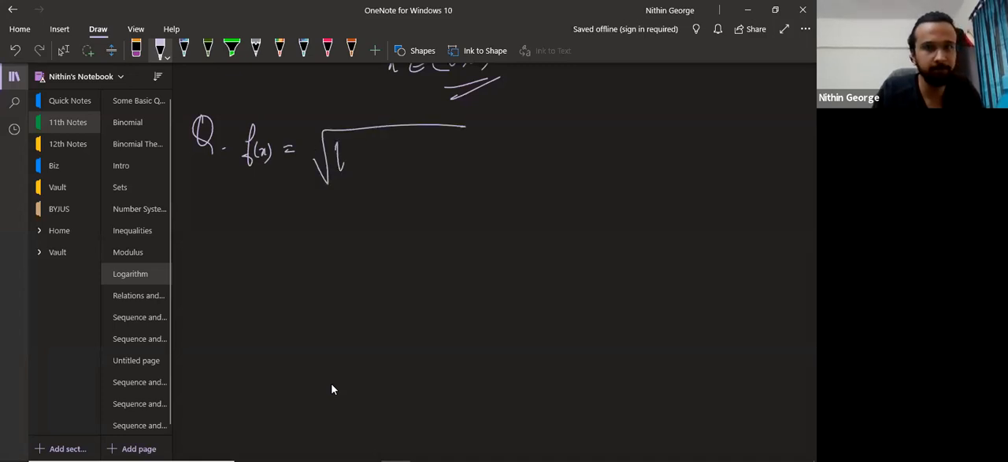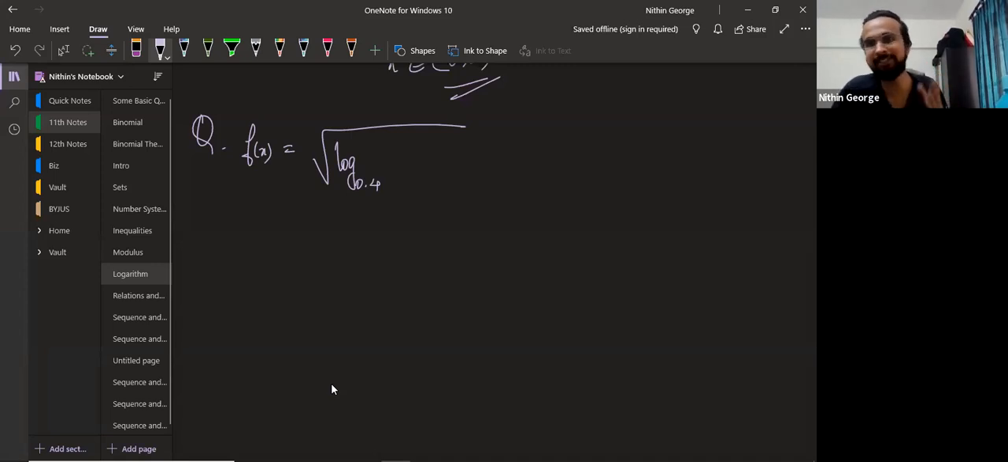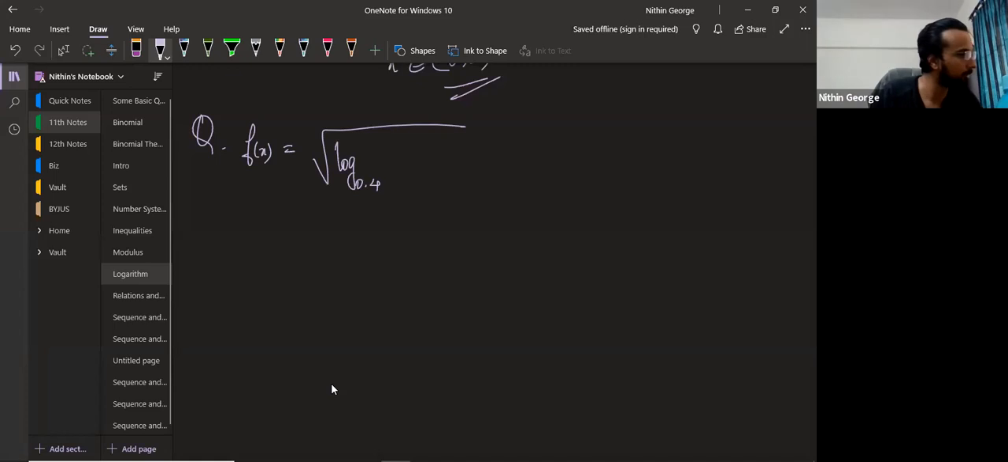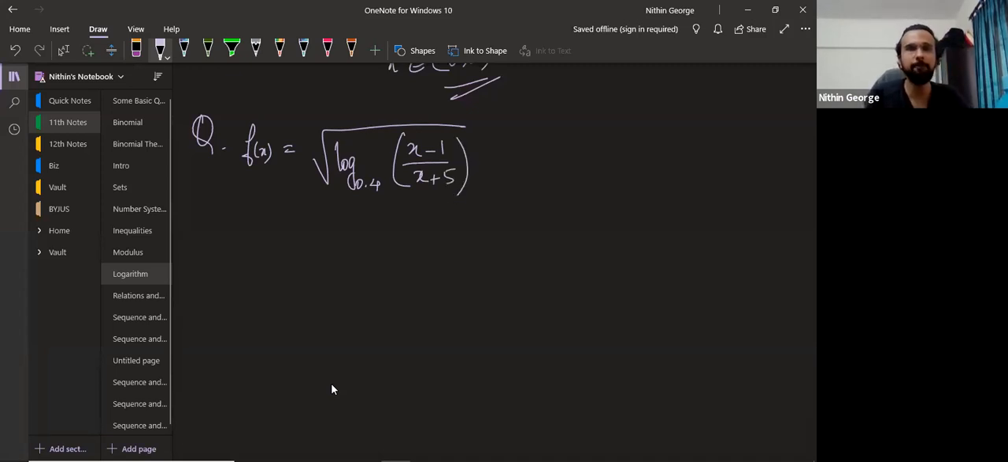Find the domain. The reason I'm giving you so many domain questions is that I won't have to repeat the same thing again when doing functions. So for trigonometric functions and logarithmic functions, domain questions are sorted. I'm just finishing it off this way. x minus 1 by x plus 5. Find the domain for this.